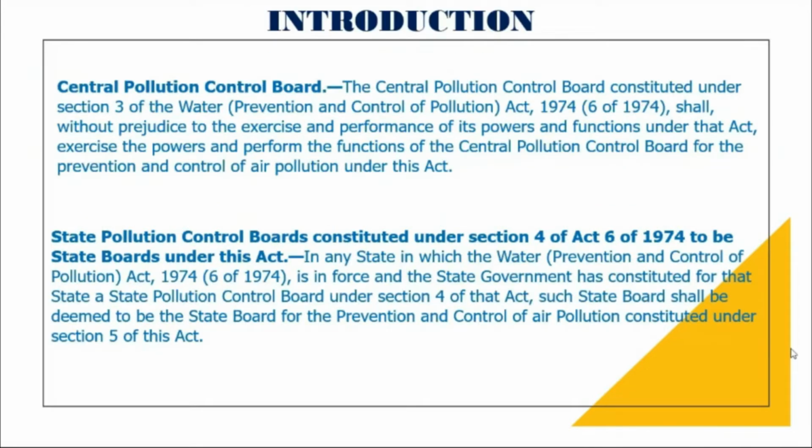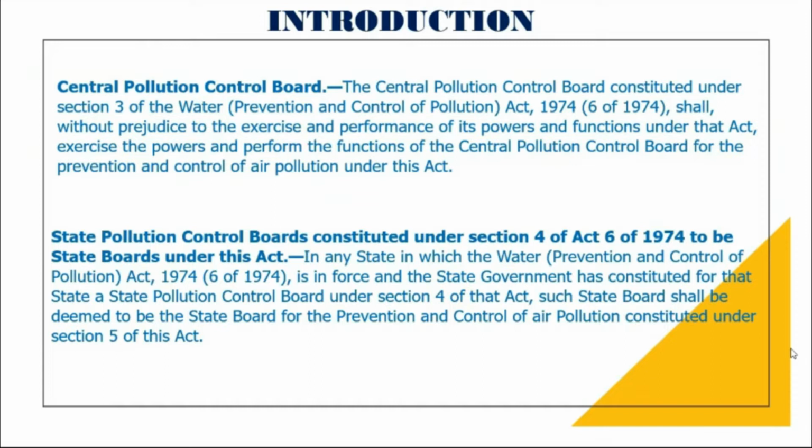A brief about the Central Pollution Control Board. This is constituted under Section 3 of the Water Prevention and Control of Pollution Act 1974. So this shall, without prejudice to its powers and functions under that Act, exercise the powers and perform the functions of the Central Pollution Control Board for prevention and control of air pollution. Basically, this board was created under the Water Act, but it also controls and frames the various parameters of air.